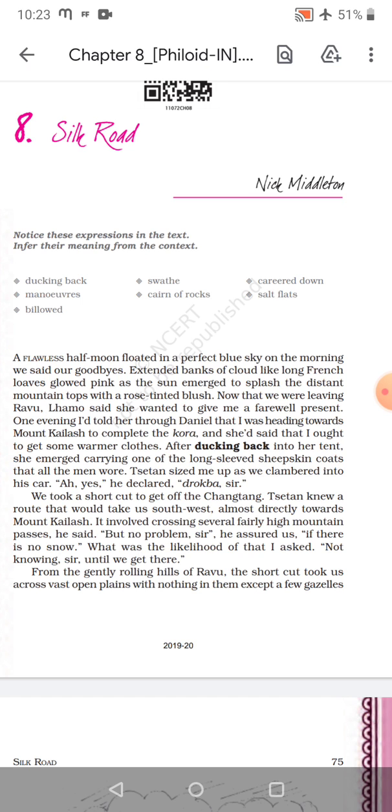There are two main characters in the starting of the chapter. One is the author, who is a professor of geography at Oxford University, and another one is Saturn. Saturn is the owner of the car hired by the author for the journey. So he is also the owner of the car, and he is also the guide of the author. So let me start it now.